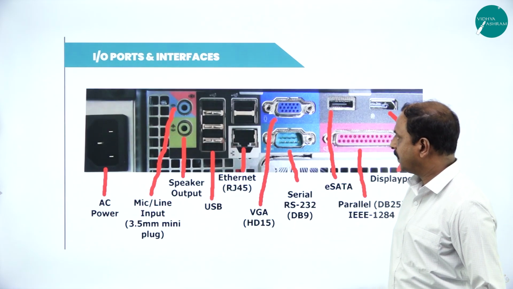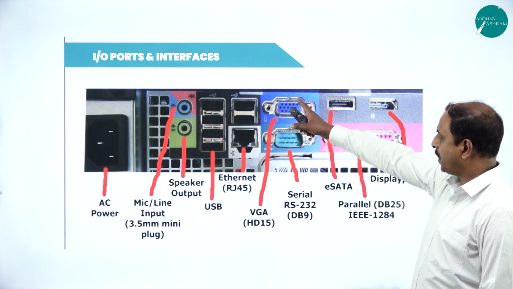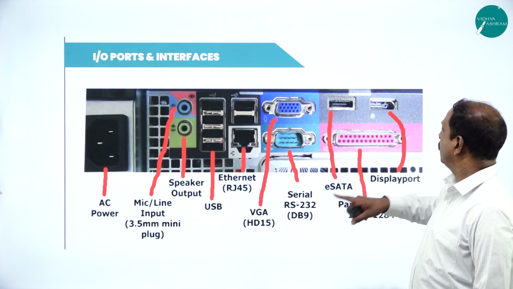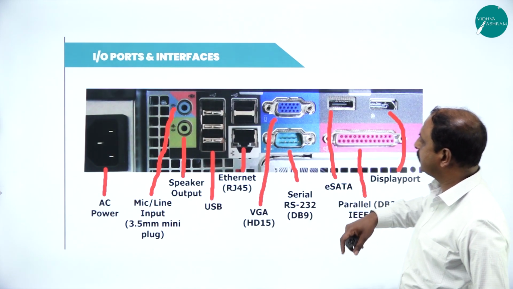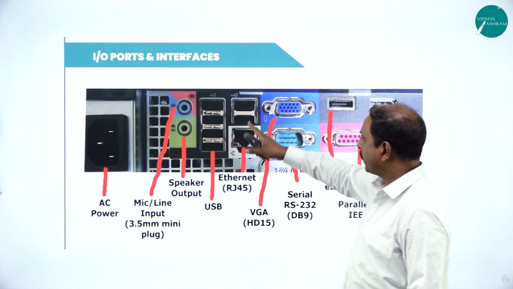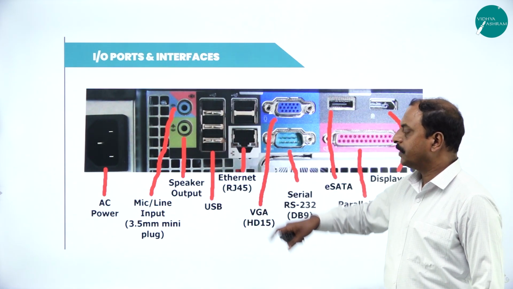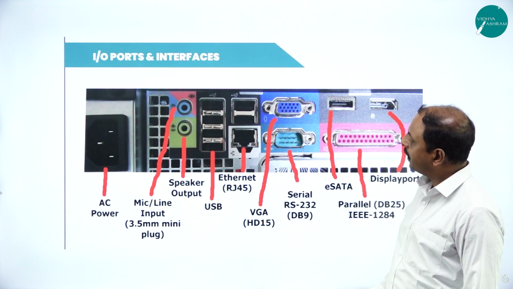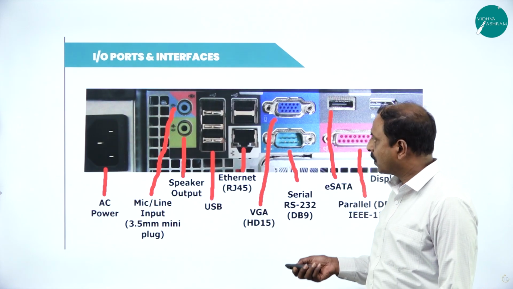Again, the same diagram here. This is the VGA as well as the COM port, and this is the parallel port, and this is USB as well as the Ethernet port, which connects the NIC, the network interface card.